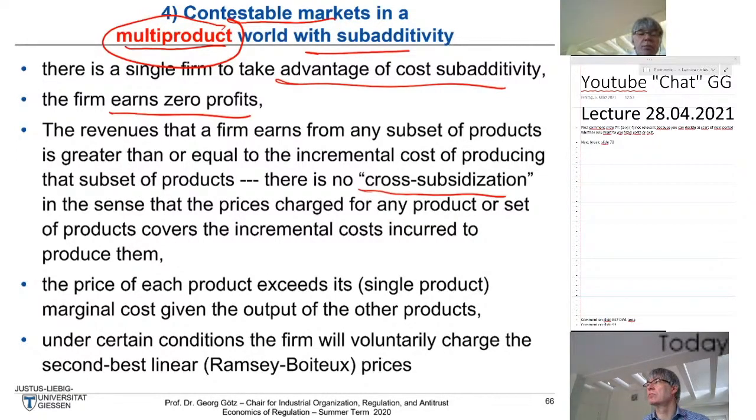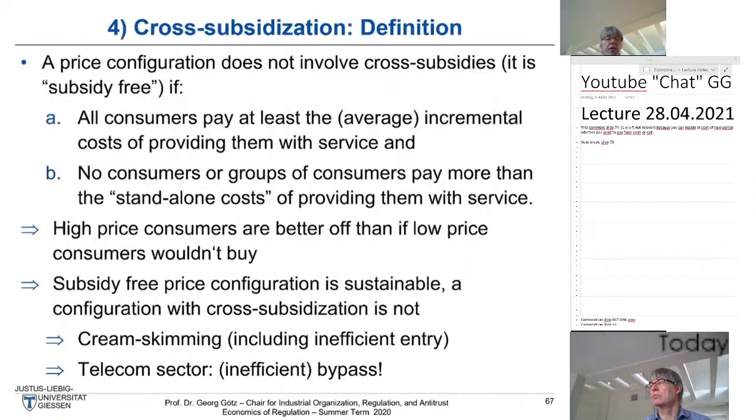Okay, and typically, on average, the price of each product exceeds its marginal cost. We have to somehow cover the common cost, and under certain conditions, we will get back to that later, what Ramsey-Boiteux prices are, but under some conditions, we obtain Ramsey-Boiteux prices. Here, now, a very brief technical definition of cross-subsidization. We will get back to that in the middle of this lecture, perhaps.